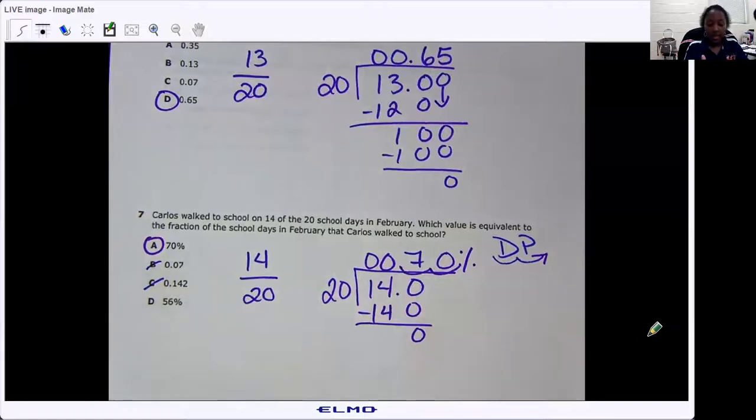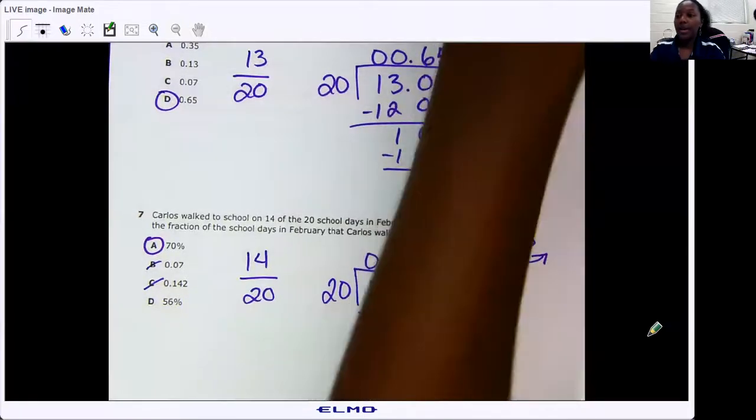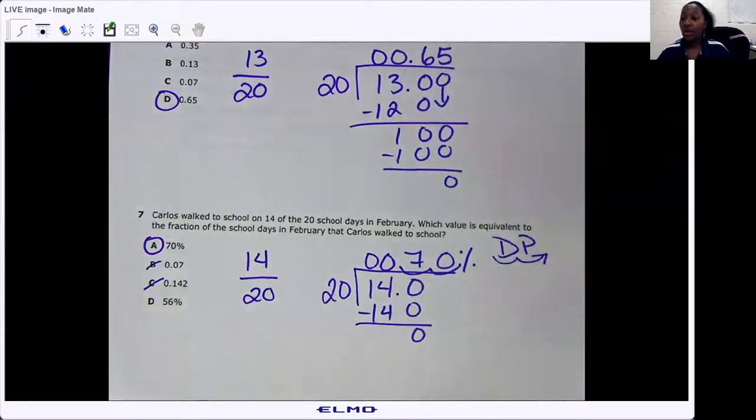All right, ladies and gentlemen, that is your review on comparing and ordering and equivalent fractions, decimals, and percents. I have a review game in your folder to help you practice those skills, and we will have another review set of questions tomorrow. All right, guys, have a good day.